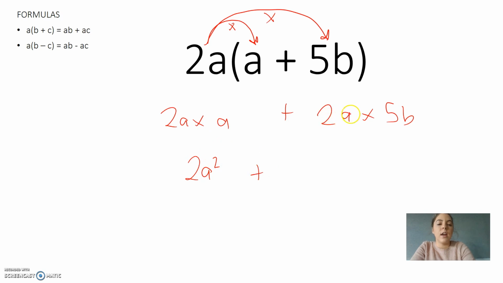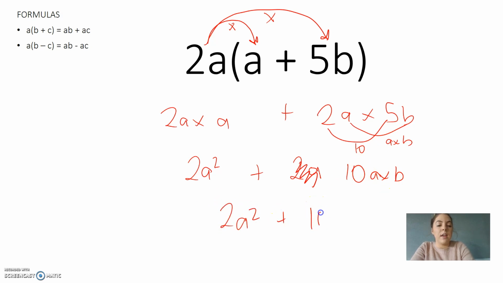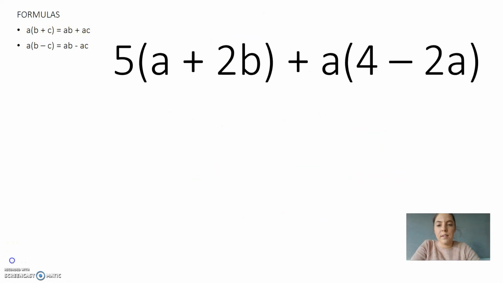plus 2A, whoops, got ahead of myself, 2 times 5, which is 10, and A times B, 10A times B, which we can simplify down to 10AB, getting rid of the multiplication sign. So either way works. It depends on what you prefer. It depends if you like the visual, or it depends if you like to skip that step and go straight to calculating using the formula. This is our last example, and this one has 2 brackets.